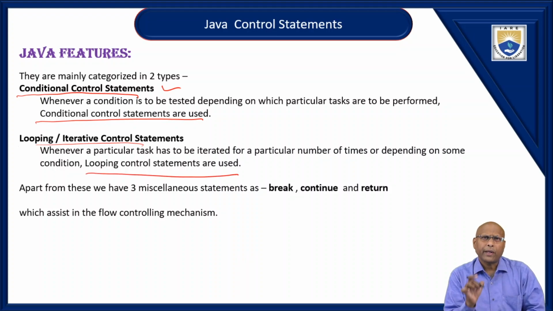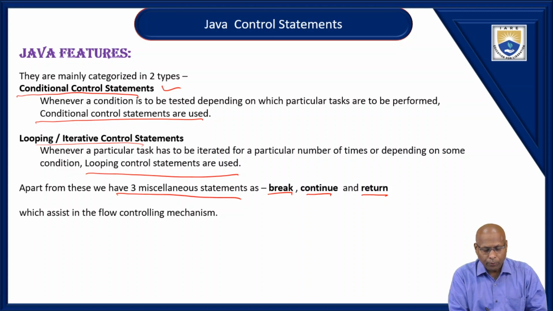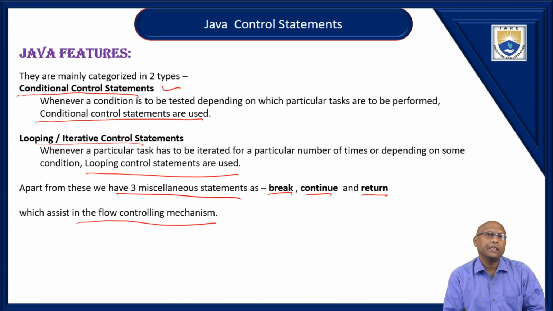Okay, so for every program, these features are important. One is conditional control, second one is looping control. Apart from this, there are three miscellaneous keywords: break, continue, and return. That means you have to jump from the code. That time you have to write this break keyword, continue keyword, or return statement, which assist the flow control mechanism in Java. So, in the coming time, you have to write a program where we can use these statements.